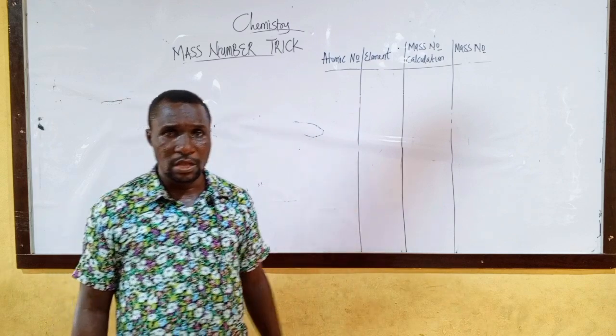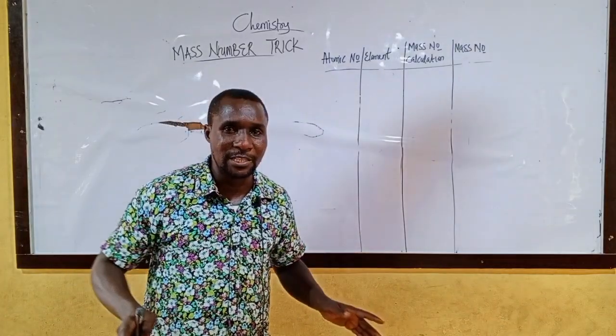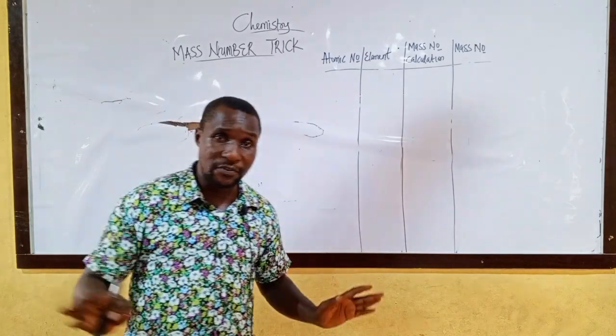I want to give you the trick on how to know the mass number for the first 30 elements. If you are not given, you can easily know them. They are very simple.